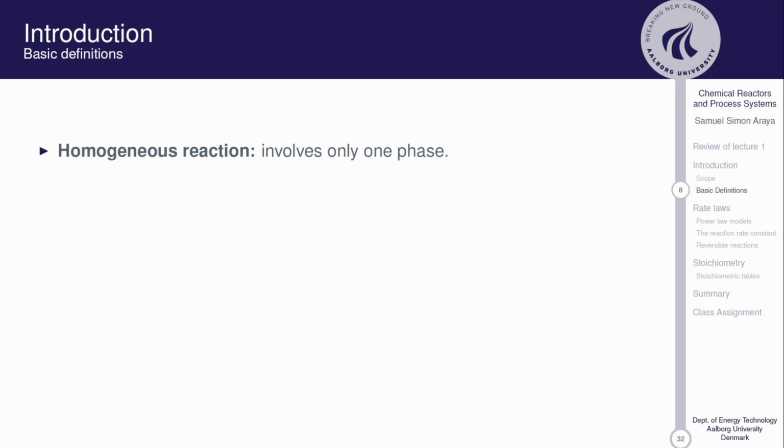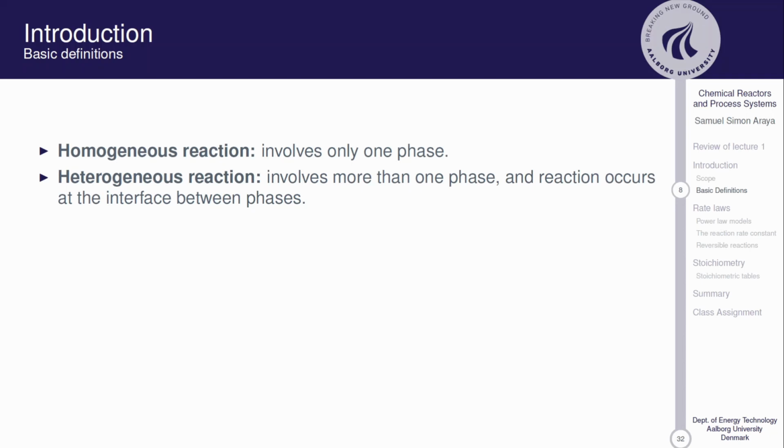With that out of the way, we can say a bit about the main basic definitions that we need. A homogeneous reaction is basically a reaction that involves only one phase, so either just a gas or just a liquid or just solids. But here we're mainly referring to only gases or only liquids. Homogeneous means we don't have more than one phase in the reaction.